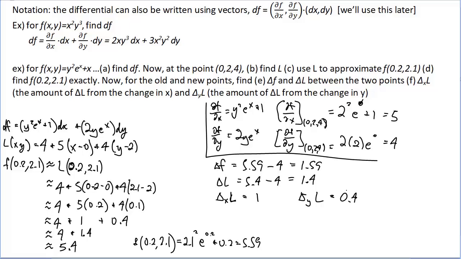Okay. And we can further identify stuff. What was delta x and what was delta y? Delta x already appears in our calculation. It's right there, 0.2. And what was delta y? It's right there in our calculation, 0.1. So it's all about identifying these changes and the role that they play in our calculation.